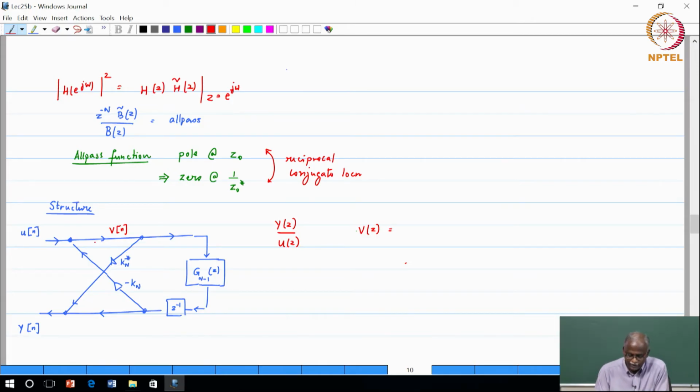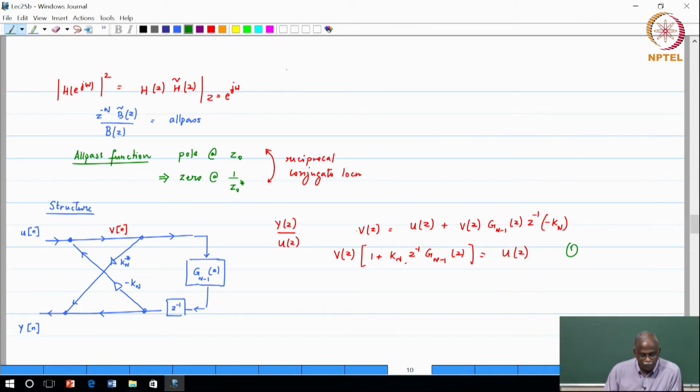So, v of z is equal to u of z plus v of z itself passing through g n minus 1 of z, then z inverse, and then minus k subscript n. Okay, so if you were to group the terms, this would be V of z into 1 plus k n z inverse g n minus 1 of z is equal to u of z. That is equation 1.